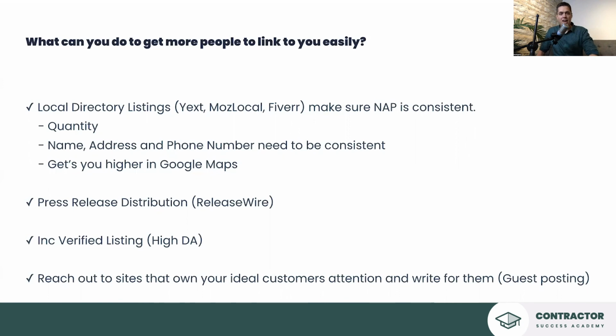And then Inc. verified listing. So if you just Google that, it's basically inc.com will let you put a verified listing on their website. It's got a high domain authority. That's like $40 a year, right? If I'm not mistaken. Yep, I know we have one of those, about $40. Yep. $40 a year. It's worth it. High domain authority. And the whole point is that we need more high domain authority links. So this is a way to get it out there quickly.